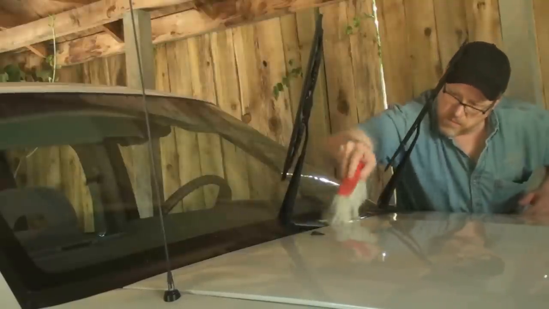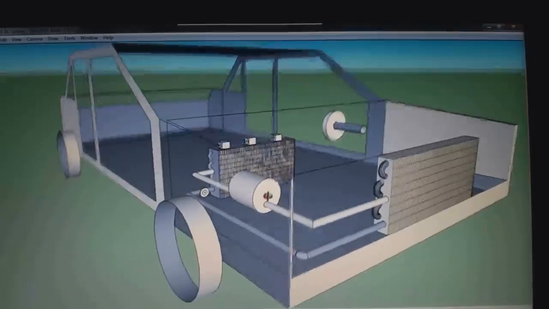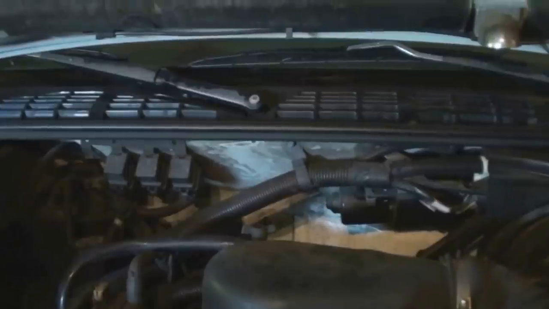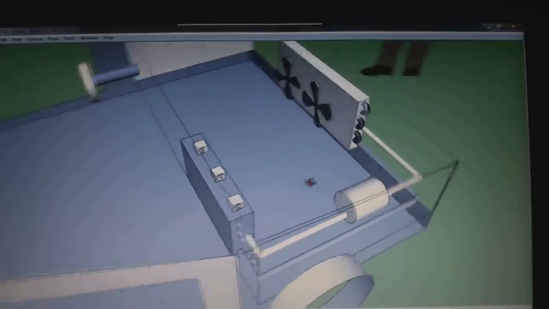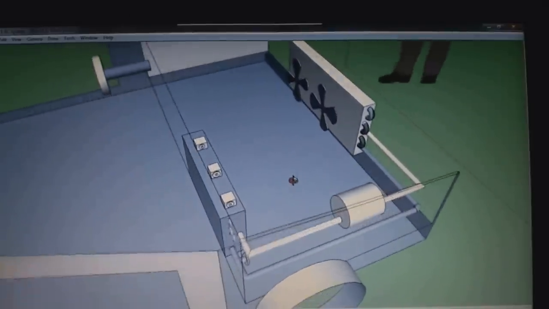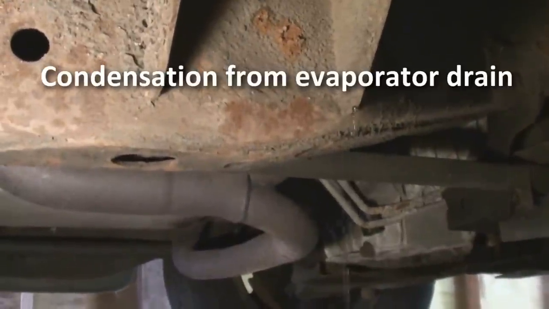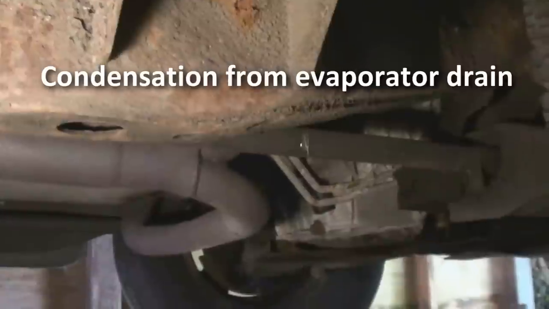Dirt and dust and organic material collect on the evaporator as a result of getting past that intake screen. And now the evaporator itself is a moisture magnet. And you've got this dust and dirt and organic matter all combining with a very, very wet environment. So it's the perfect breeding ground for mold.